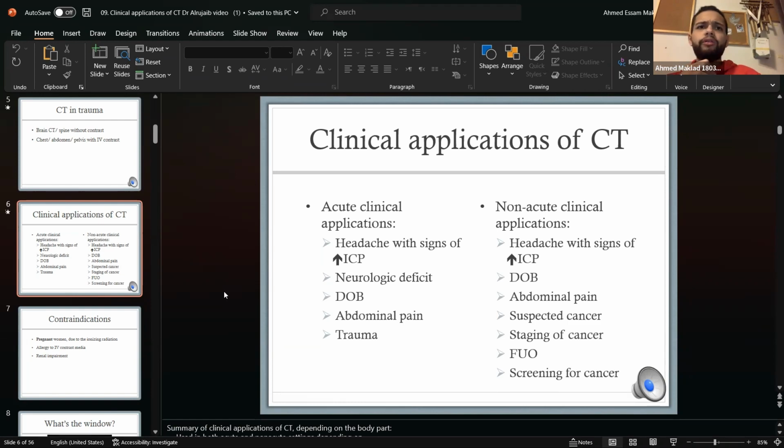What is DOB? Date of birth? What does your date of birth have to do with anything?